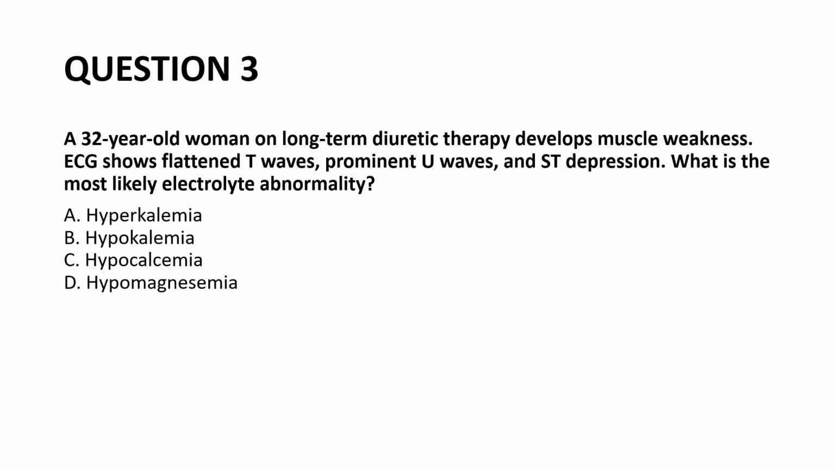A 32-year-old woman on long-term diuretic therapy develops muscle weakness. ECG changes show flattened T waves, prominent U waves, and ST depression. What is the most likely electrolyte abnormality? Hyperkalemia, hypokalemia, hypocalcemia, hypomagnesemia.